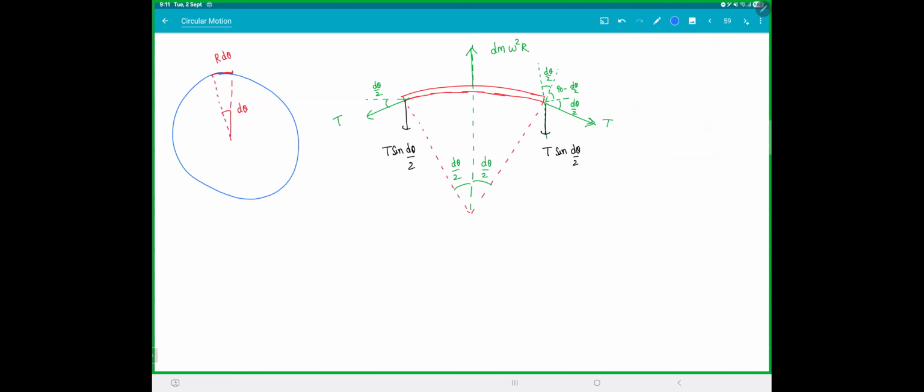So do check out the geometry. Any angle that you're not clear about, please ask. We're just using a little geometry. 2T sine d theta by 2 will be dm omega square r. Now, a few approximations. Last time I taught you this: sine theta is approximately theta for very small thetas.